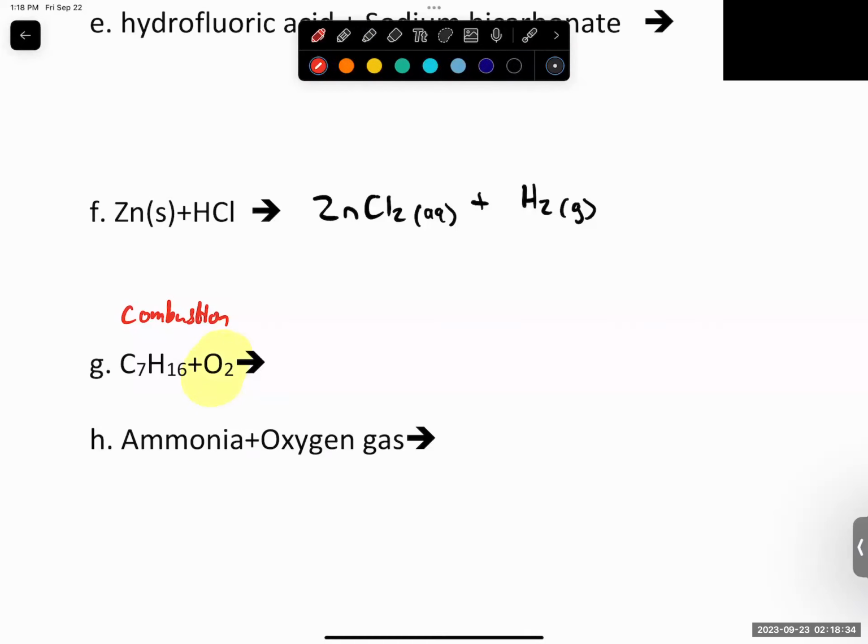What are my products? CO2 and what? Yeah, CO2 and H2O. Those are always going to be your products, well, like 95% of the time, in a combustion reaction. Know how to balance these because they get complicated sometimes. How would you balance this reaction?